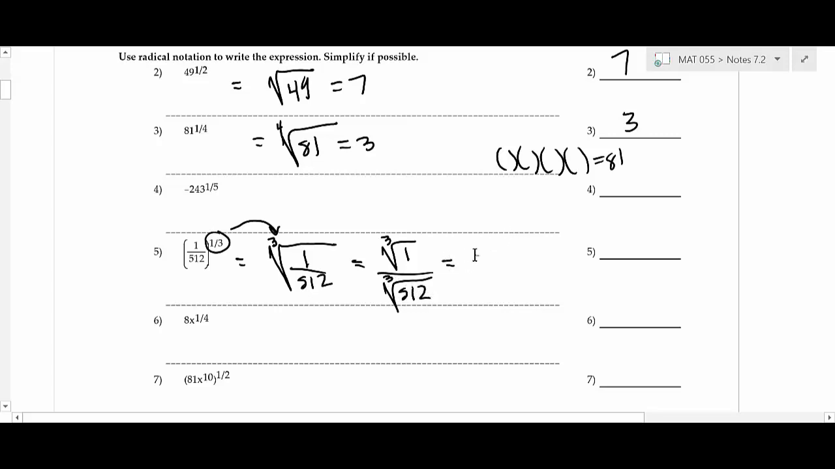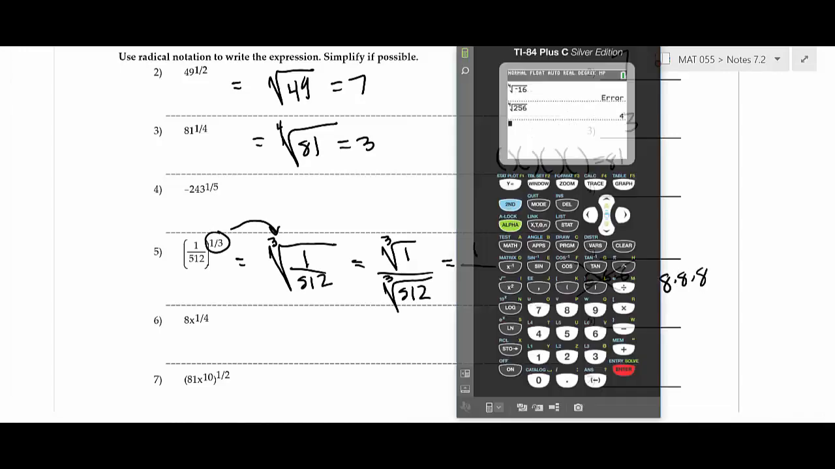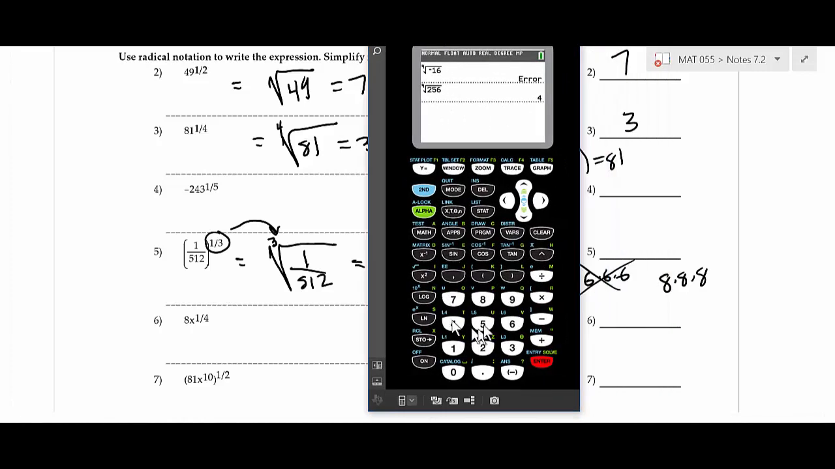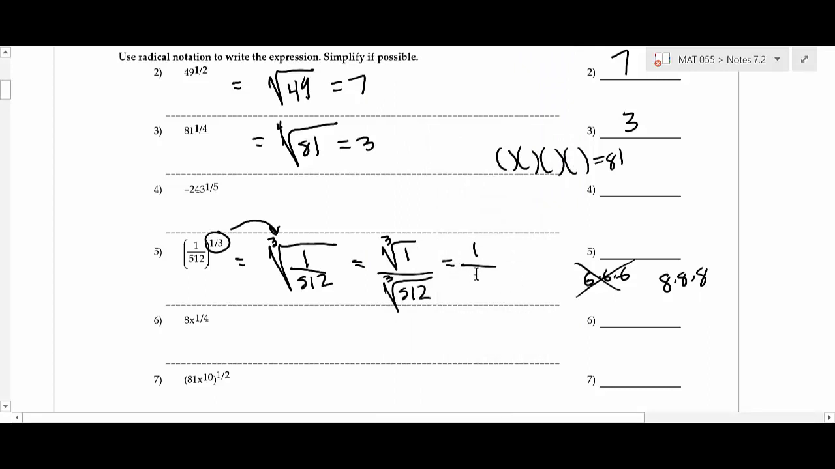The third root of 1 would be what? 1. 512, you'd have to either get your calculator or play with it. Like if you did 6 times 6 times 6, that doesn't work. 7, 8. I think it's 8. What you can do on your calculator is try something like, if you think it's 8, you just go 8 to the 3rd power, and that'll give you 512. So you can kind of work backwards when you do that. So that would end up giving 1/8 as your answer to the problem.